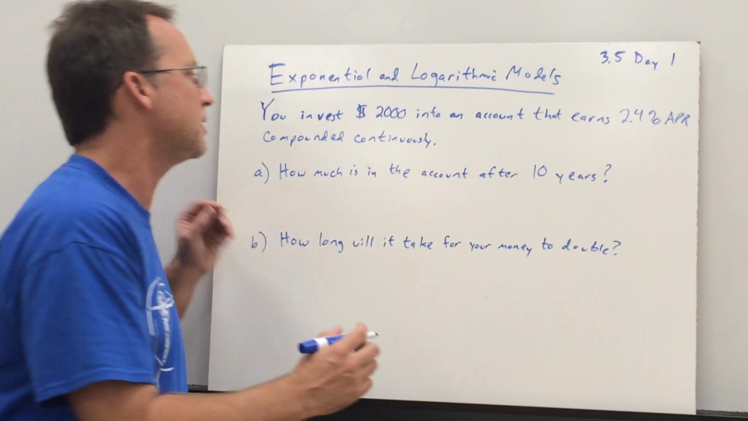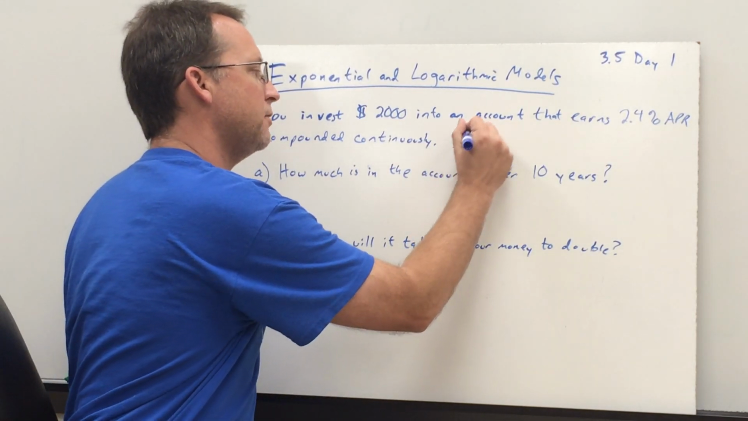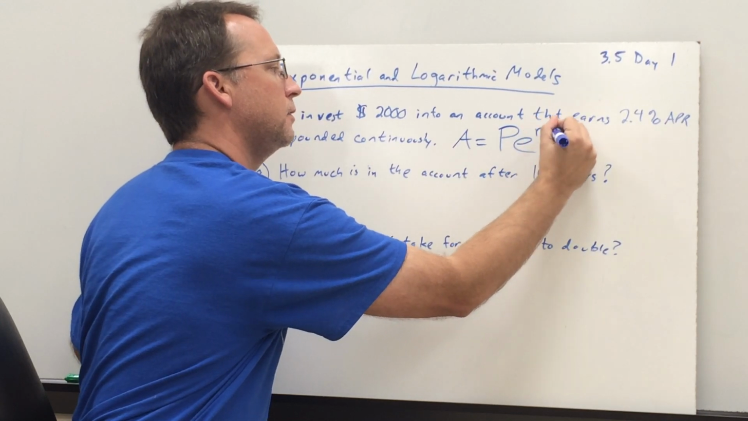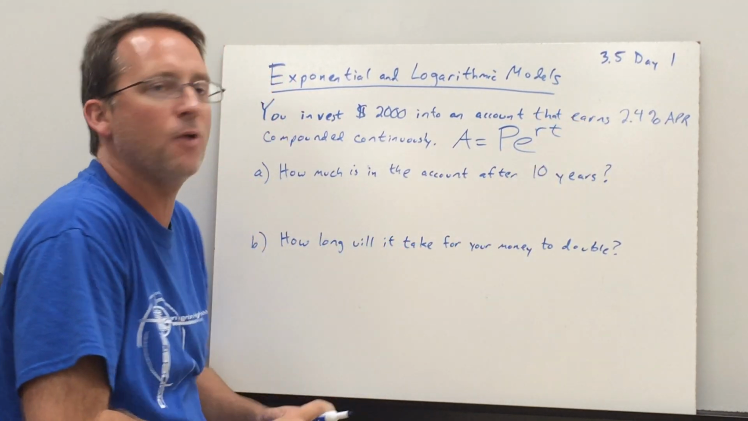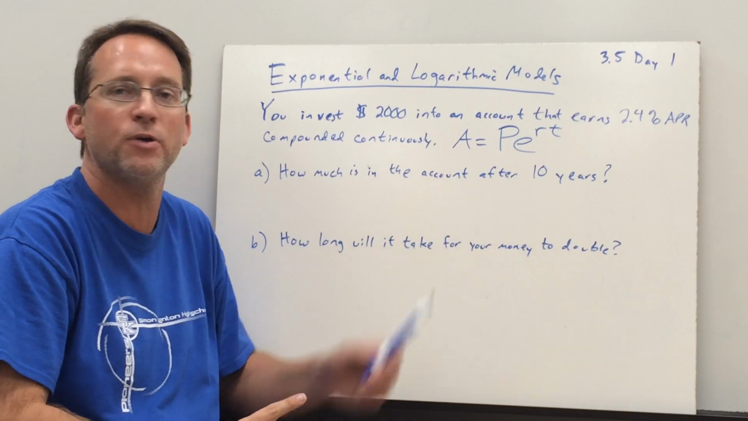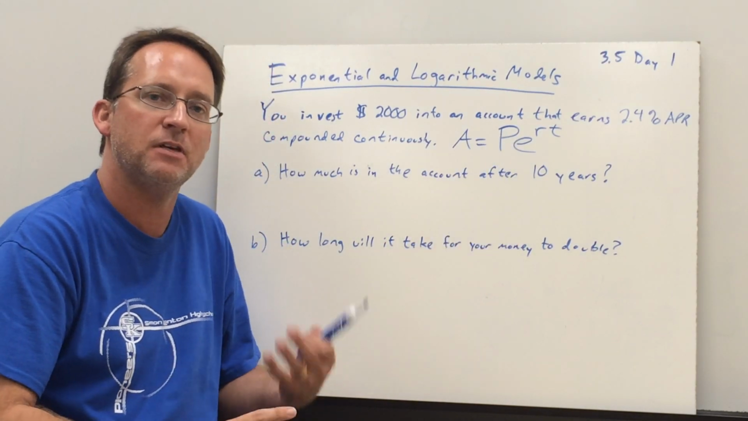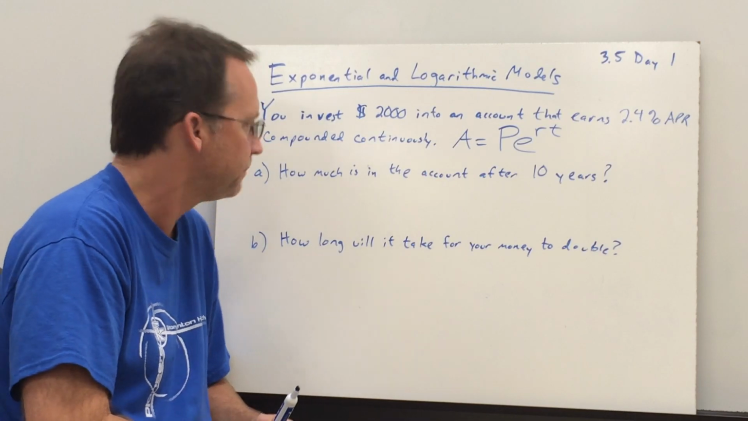The formula for your continuously compounded interest, the amount that you earn, I always call it the PERT formula. P times E raised to the R times T power. P is your principal, the amount you're investing. R is your interest rate. T is your time in years. E is your exponential constant E.